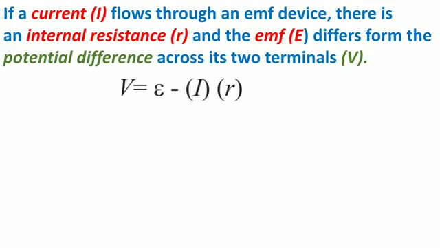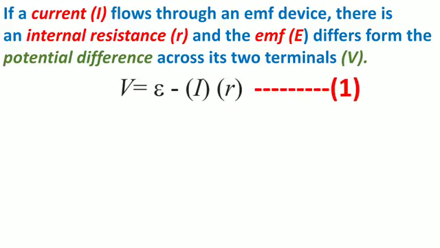As I have explained, if there is no obstacle, there is no resistance, so V is equal to E only. But if there is a resistance, and we know that an EMF device or cell has its own internal resistance, the overall potential difference will be E minus Ir. What is Ir? According to Ohm's law, V is equal to IR, so across that internal resistance, the potential difference will be Ir. Finally, V is equal to E minus I small r.